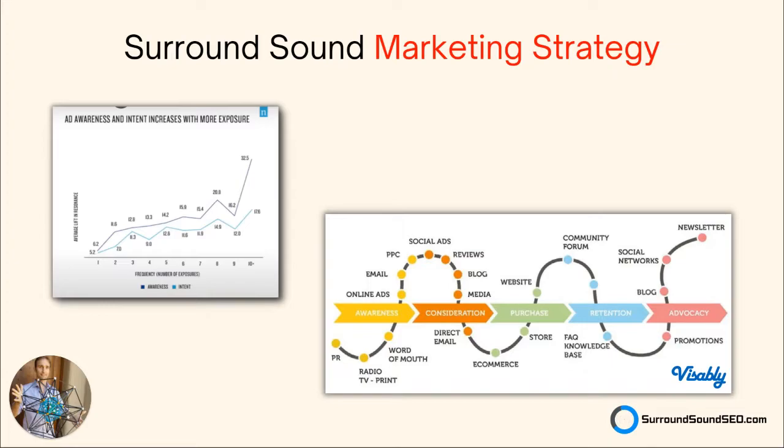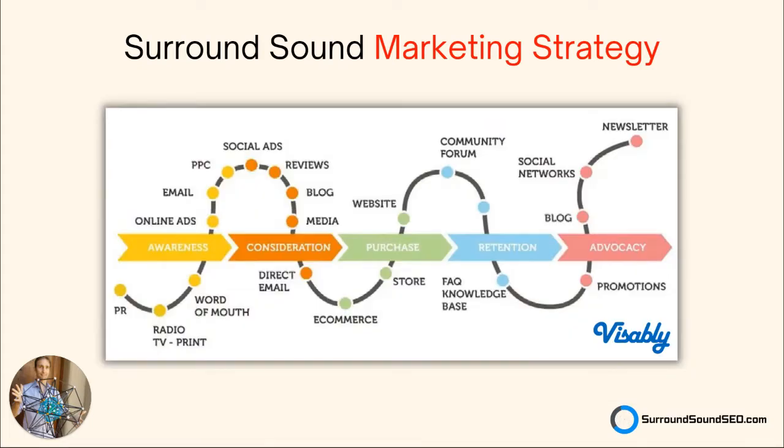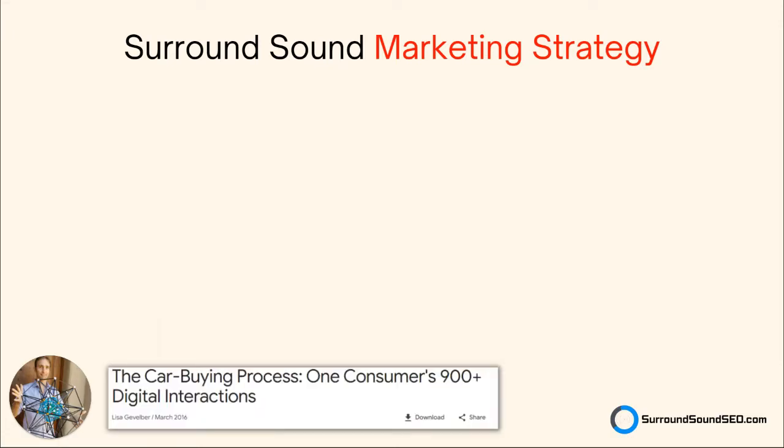Here's another great graphic by Chris Dickey from Visibly. Huge shout out to them. This shows you that the awareness, consideration, purchase, retention, and advocacy stage has multiple touch points and types of media along the path. This is basically MOFU, TOFU, BOFU, middle of funnel, top of funnel, bottom of funnel, tilted to its side so you can see the transaction touch points.